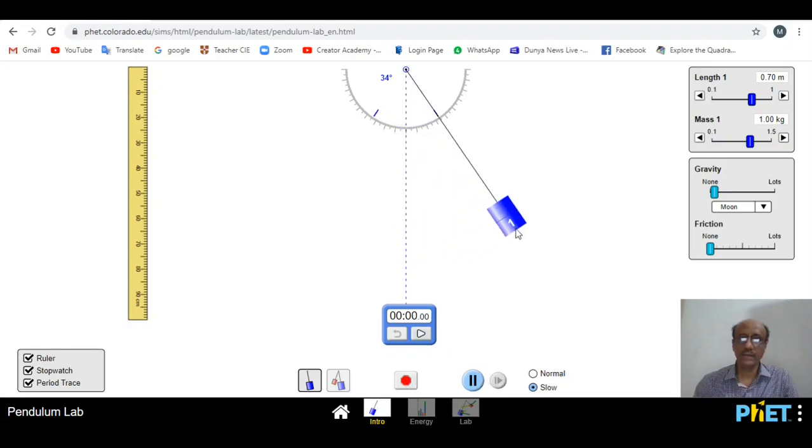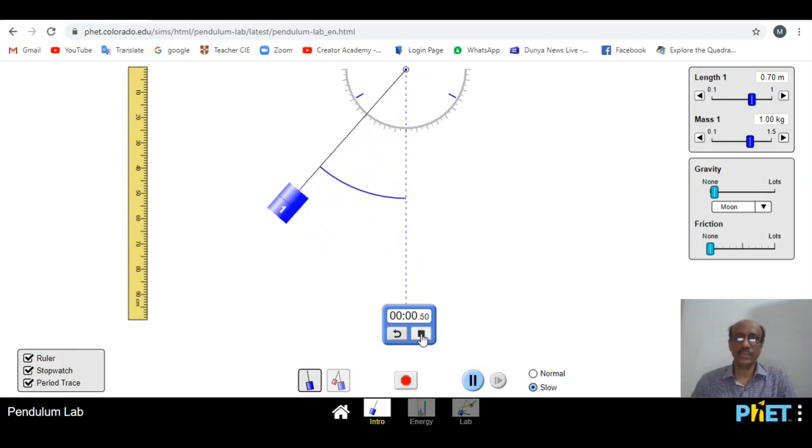Move it to 60 degrees. This is the amplitude. Let it go. Now we will observe what will happen when it is placed on the surface of the Moon, where there is less gravity as compared to the Earth. So it went to the extreme position, then it will come back.